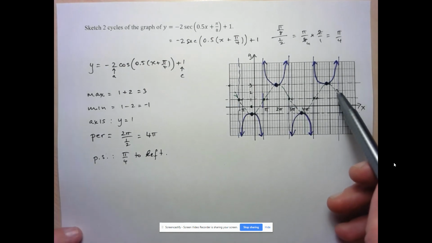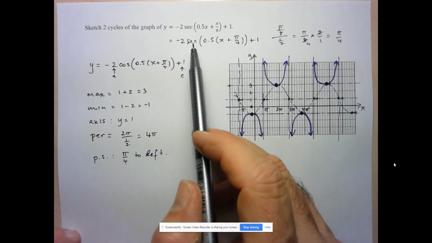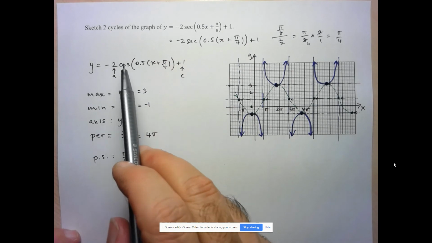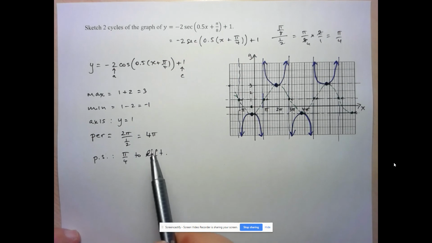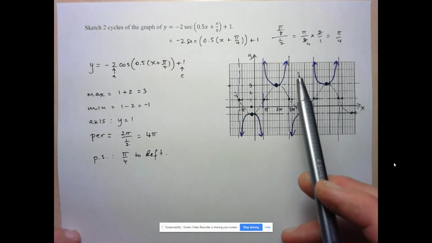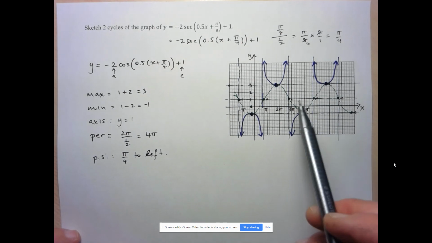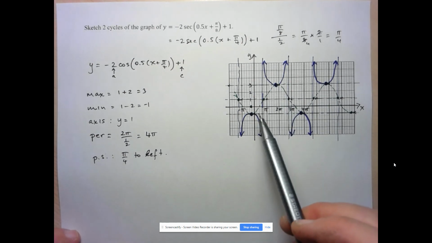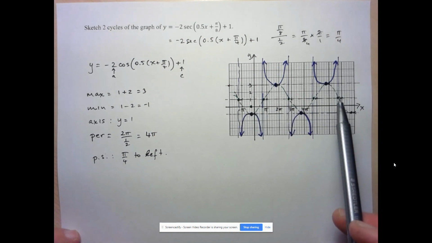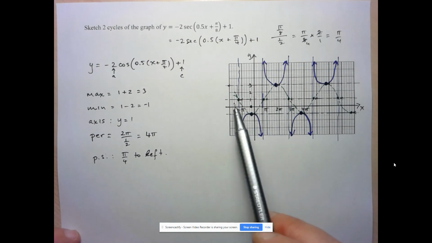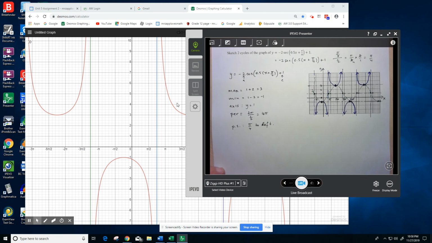Okay, so just to recap, we'll take a look at the graph on Desmos in a second. We graph this secant function by first graphing the cosine function with the exact same transformations, and then once we have this, the maxima and minima of the cosine function become our minima and maxima of the secant function, and wherever the cosine function crosses the axis are where our vertical asymptotes are going to be located.